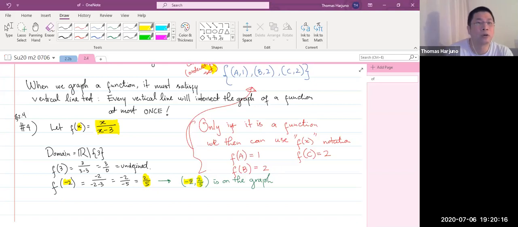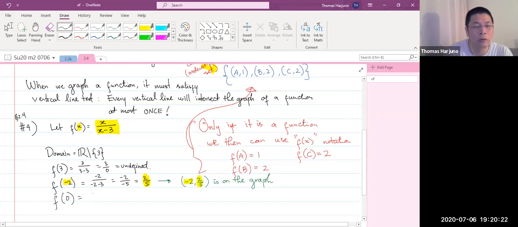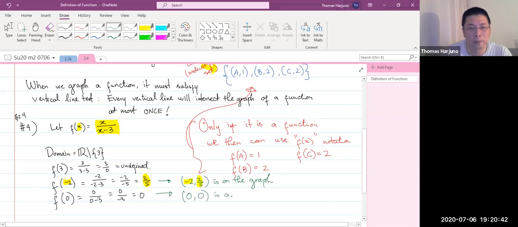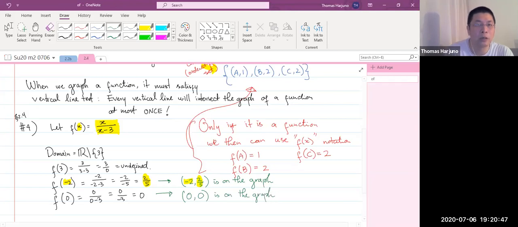Okay, how about f of 0? When we plug in x equals 0, I get 0 over 0 minus 3. That is 0 over negative 3, that is 0. So the coordinate corresponding to that statement is that when the input is 0, the output is also 0, and that point is on the graph. Which, if you think about it, happens to be the x-intercept and also the y-intercept, right?